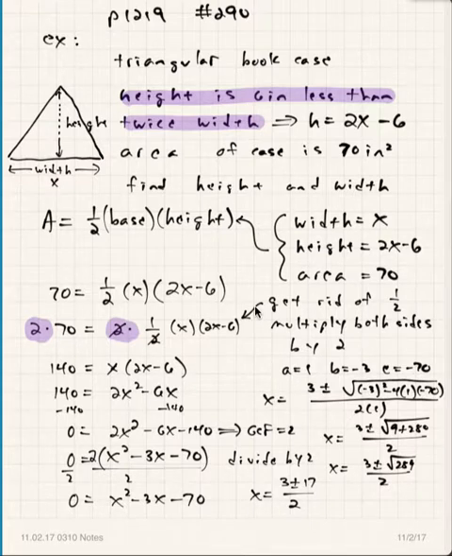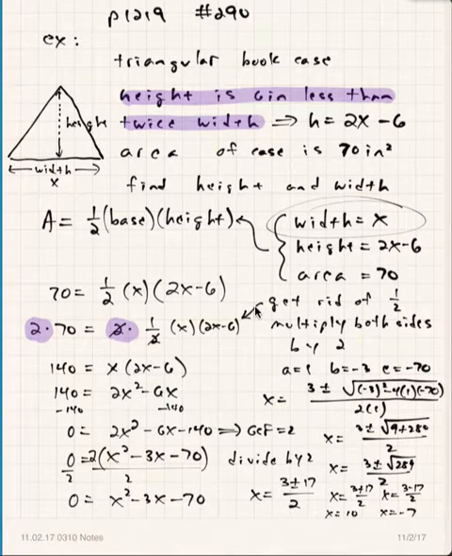Now that gives you 3 plus 17 over 2, and that gives you 10; 20 over 2 is 10. And you get 3 minus 17 over 2, which is -14 over 2, or -7. Now remember what x represented in this problem. X represented the width, and because it represents the width, it's got to be positive. And so I would throw out -7 in this case, because x could not be a negative number.